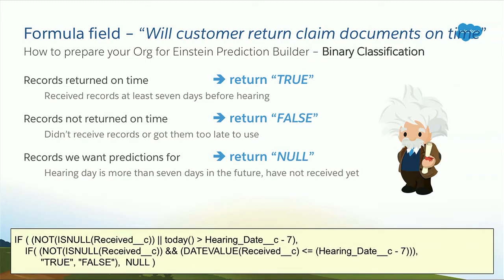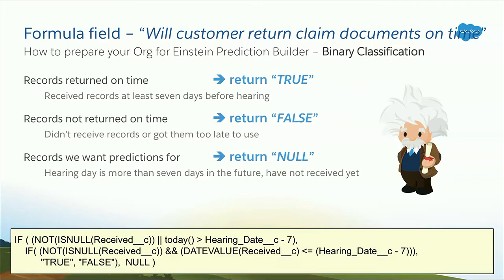Even more complex, you can say you're in a business like medical systems, you have, before the meeting, to send your documents at least 7 days before the meeting. Okay, so documents returned on time, you return true. Documents not returned on time for past meetings, you return false. And for the other ones, the one you want to predict, you return null.